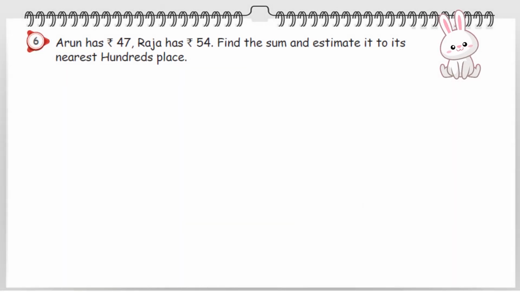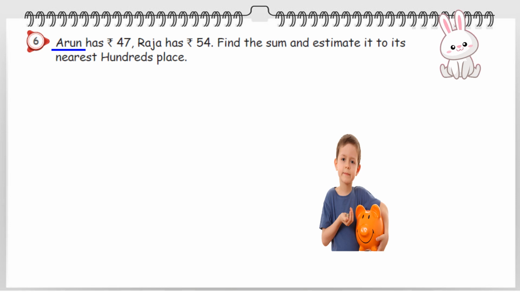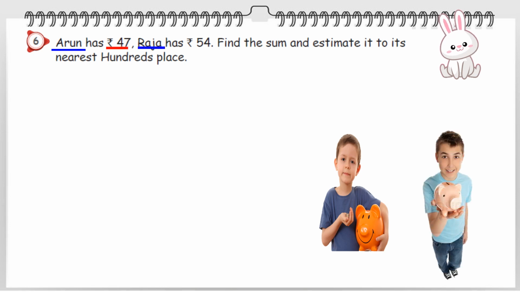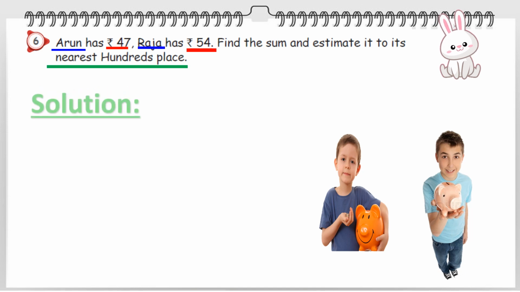Sixth sum. Arun has rupees 47. Raja has rupees 54. Find the sum and estimate it to its nearest 100 place. So don't panic about this 100. It's very easy. So Arun has rupees 47, then Raja has rupees 54, isn't it? Here we are going to find the sum first. First we need to add and estimate it to its nearest 100 place. Now it's easy, I think. Let us move to the answer.